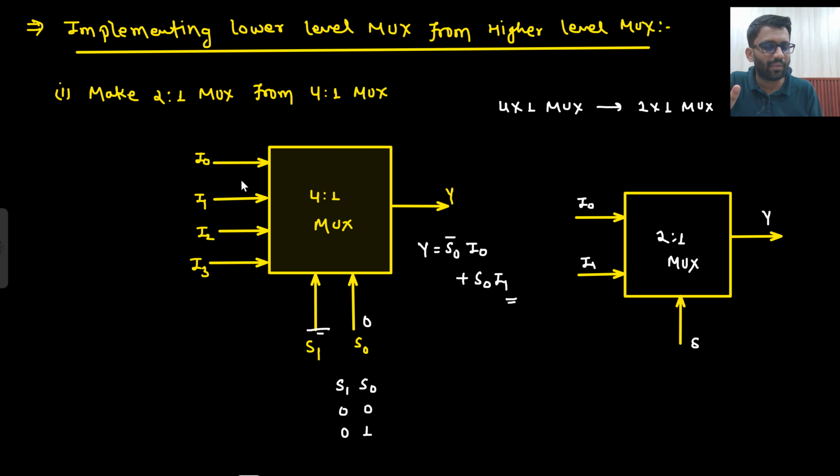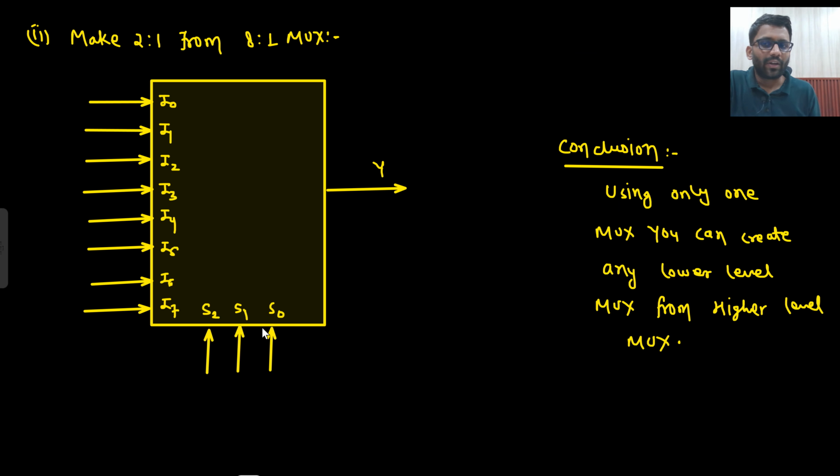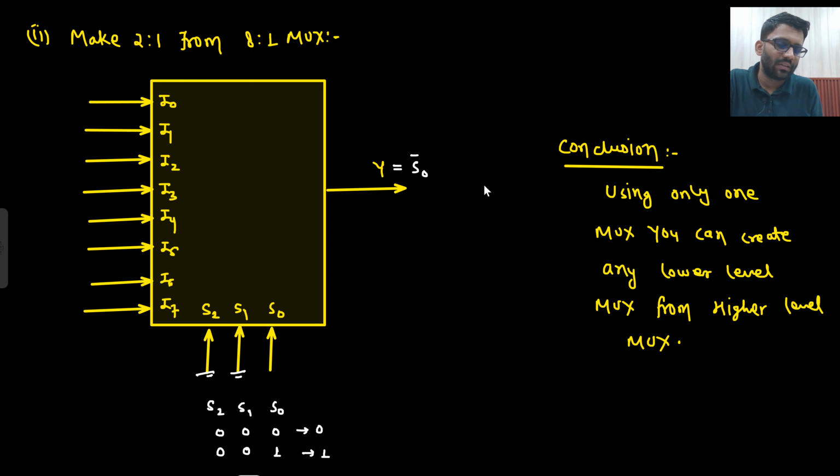So you have directly implemented 2 cross 1 from 4 cross 1. Very straightforward concept, right? And if you need to make 2 cross 1 from 8 cross 1, what will you do? That's it. Now all these are 0: S2, S1 are 0, 0. Now just S0 will change the values. It can take decimal value 0 or decimal value 1. That means it can take only I0 and I1. So what will be your Y? If S0 is not there, then I0 will be there. And if S0 is there, then I1 will be there. That will be your Y.